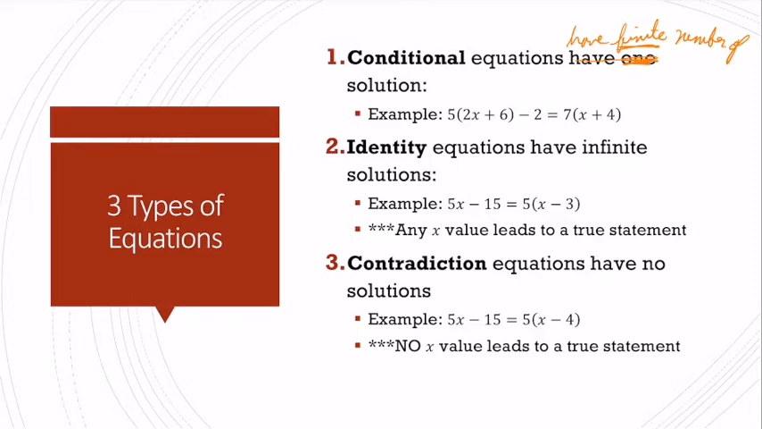Identity equations have infinite solutions. What does that look like? So first off, most of the ones we're going to come across in this class are going to be conditional. But for example, something can have an infinite solution. So what if I have 5x minus 15 equals 5 times x minus 3? Why don't we go ahead and simplify that?